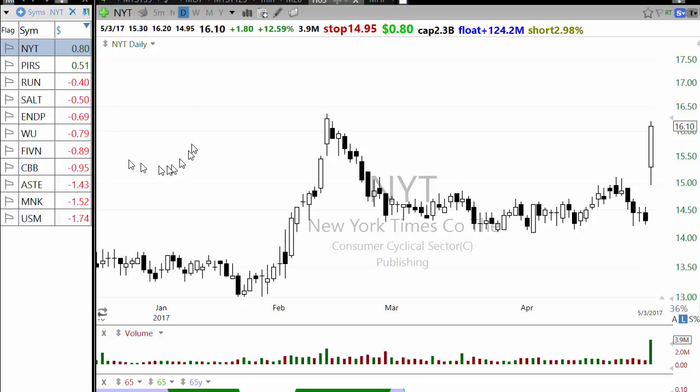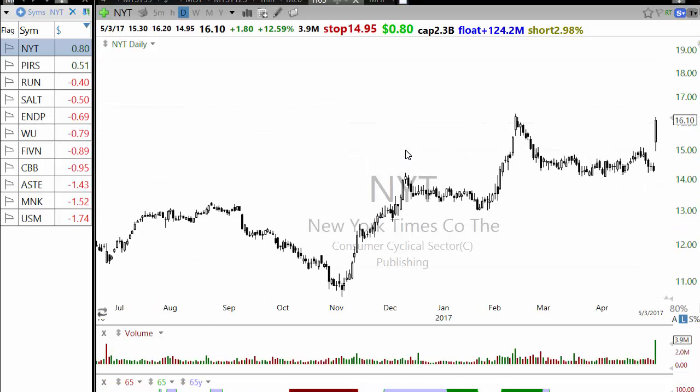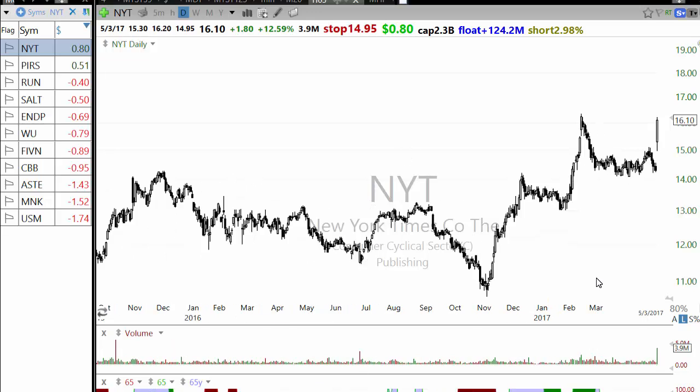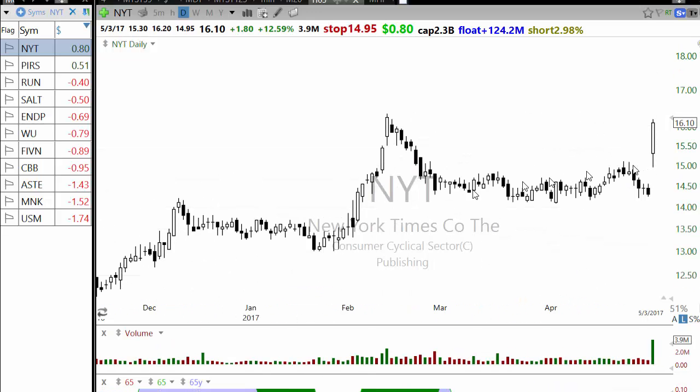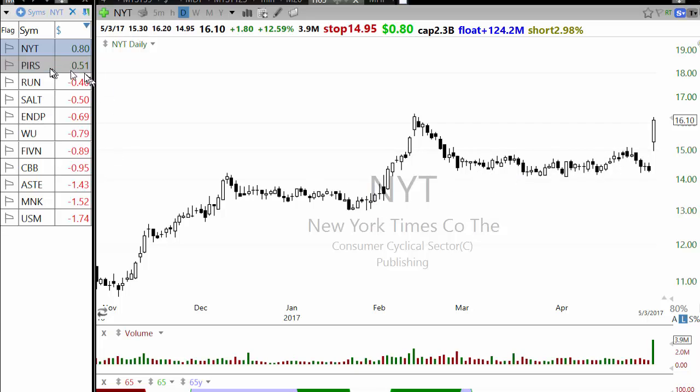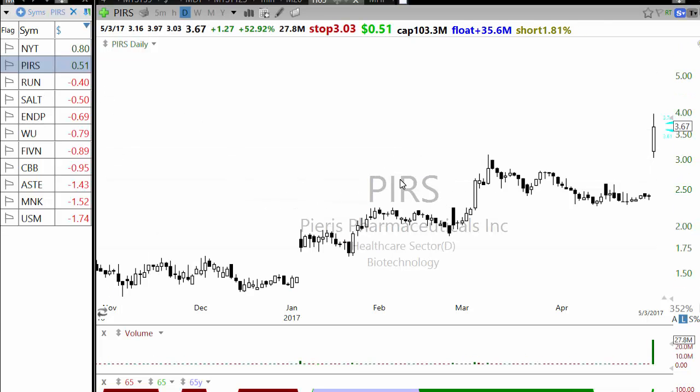So on the long side, there are 2 possible ideas today. NYT, New York Times, which is breaking out on high volume. You'll see one of the high volumes here. That's a stock which is breaking out after earnings. Then you have PE, Pieris Pharma, which is basically breaking out on 27.8 million shares traded.